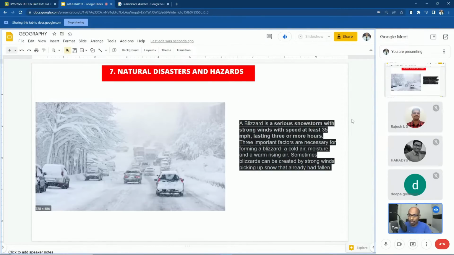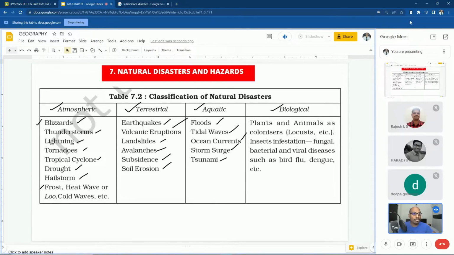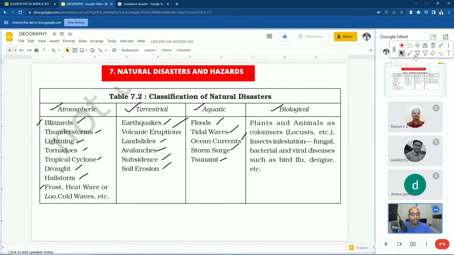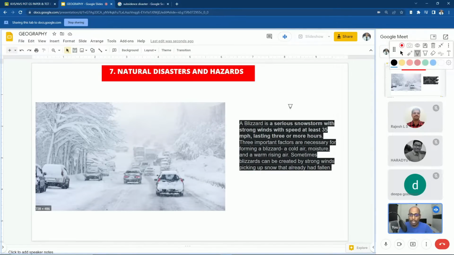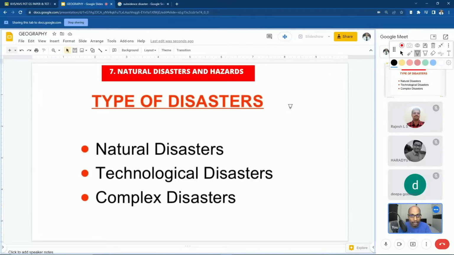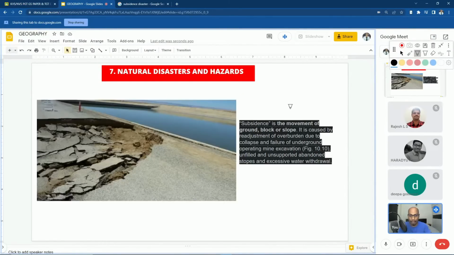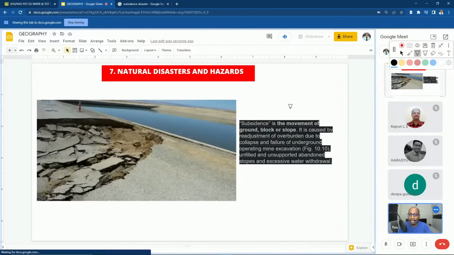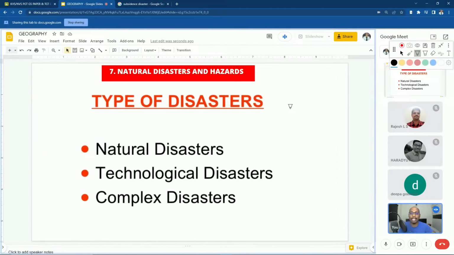So let us quickly go back and try to understand. Natural disasters have been classified into four categories: atmospheric disaster, terrestrial disaster, aquatic disaster, and biological disasters. The confusion was with blizzards and subsidence disasters. Now there are three types of disasters for our continuation of the class. As per CBSE, it is four types of disasters, but for our understanding, let us make these three types of disaster.